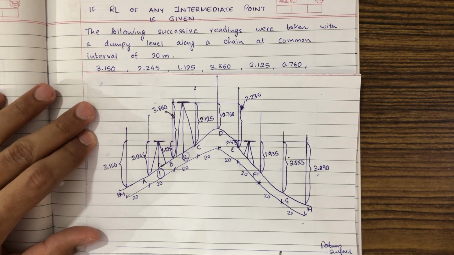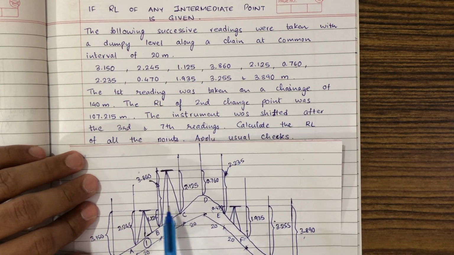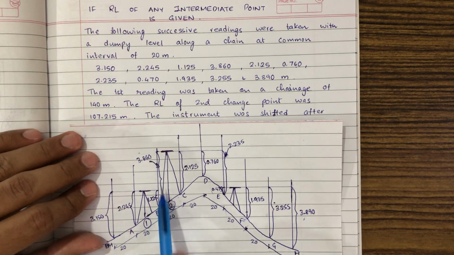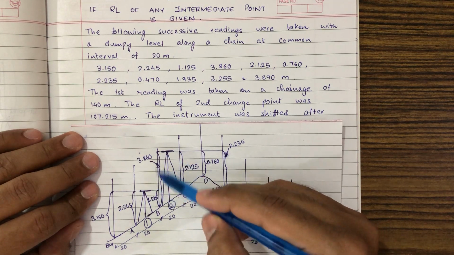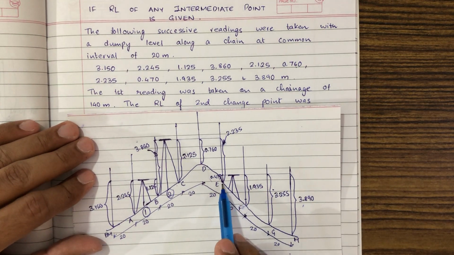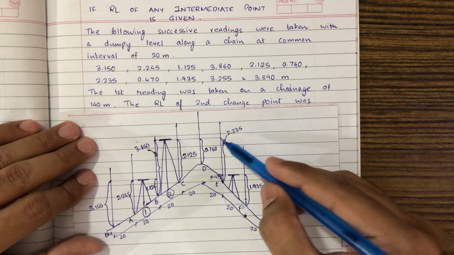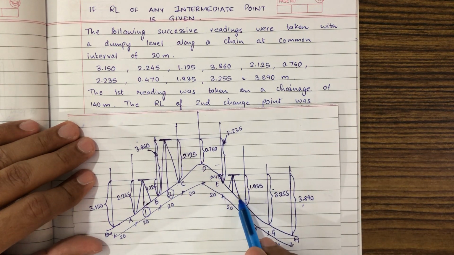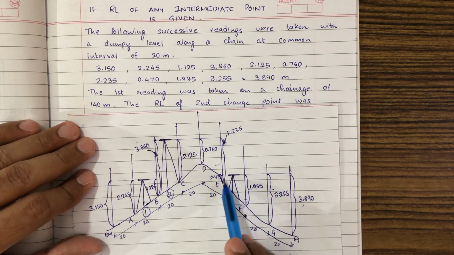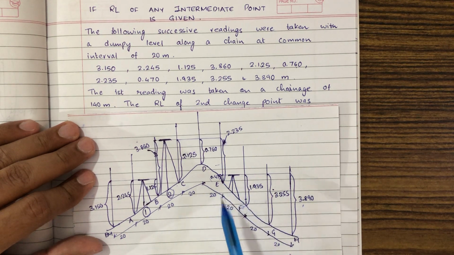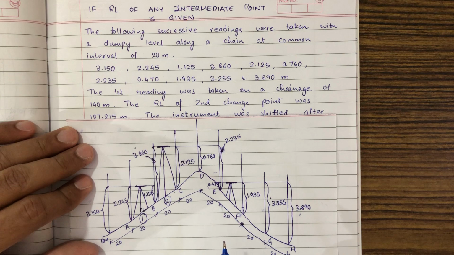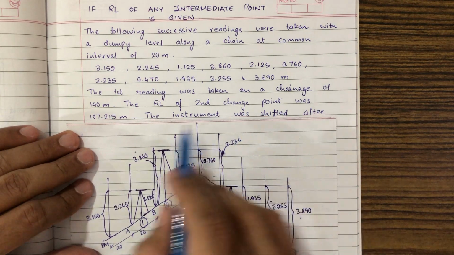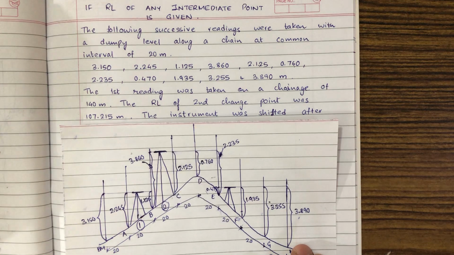Now, from here, we can see that when the leveling staff is at point B, we got 2 readings. So this is the first change point. Now here when the leveling staff is at point E, again we got 2 readings for this setup as well as this setup. So one reading is this and another reading is this 0.47. So this point E is the second change point, and the RL of the second change point is given as 107.215.